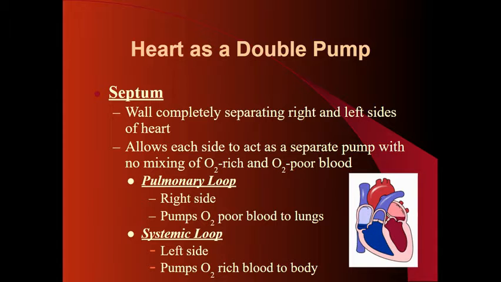The pulmonary circulation loop is controlled by the right side of the heart. And this is when the right side, specifically the right ventricle, pumps oxygen poor blood to the lungs. The systemic loop is controlled by the left side of the heart. And this is when the left side, specifically the left ventricle, pumps oxygen rich blood to the body.